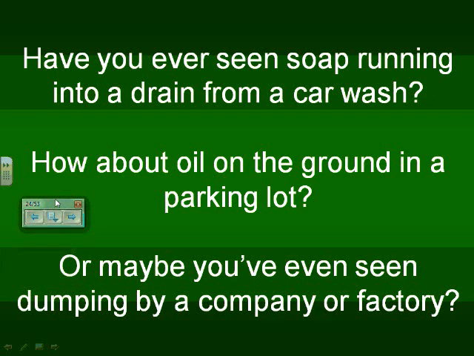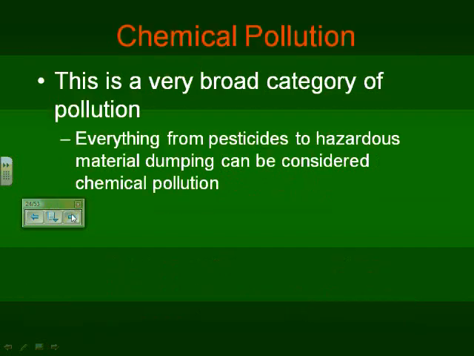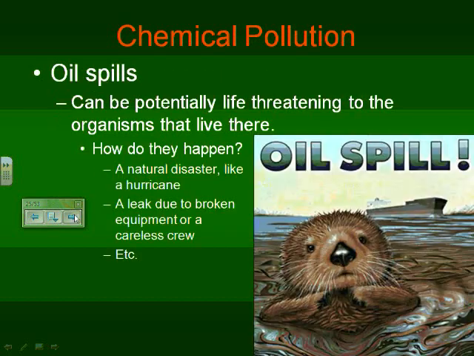So, seeing soap running into the drain from a car wash, oil on the ground in a parking lot, dumping by a company or a factory, and just recognizing that these are all forms of chemical pollution, which is very broad, right? Chemical pollution, we can talk about pesticides and runoff. We can talk about the hazardous materials, toxic materials that are placed into dumping sites. Right? Chemical pollution is a really wide range.